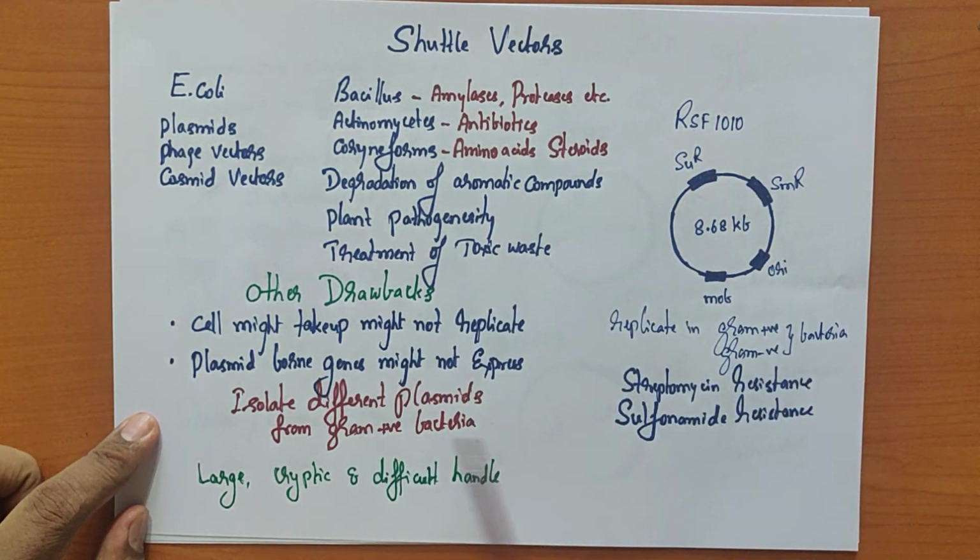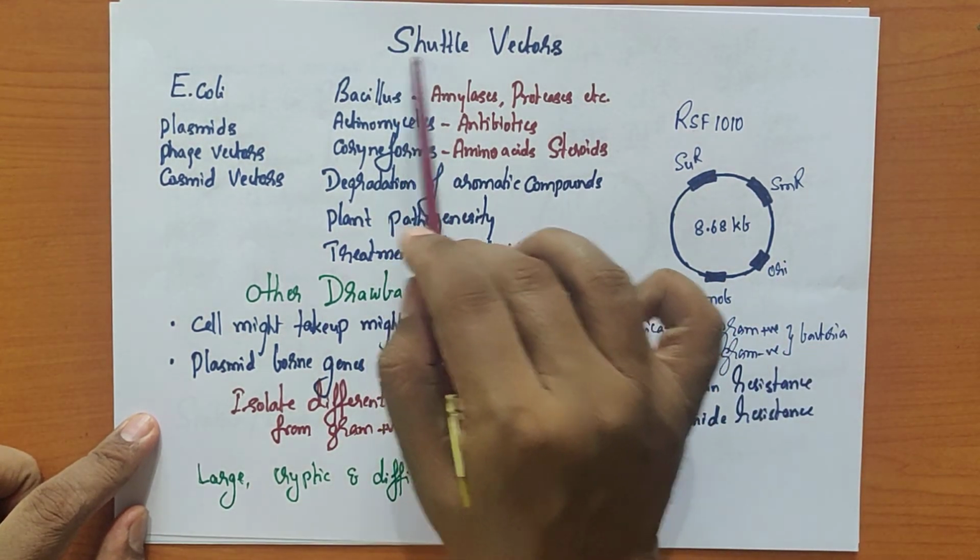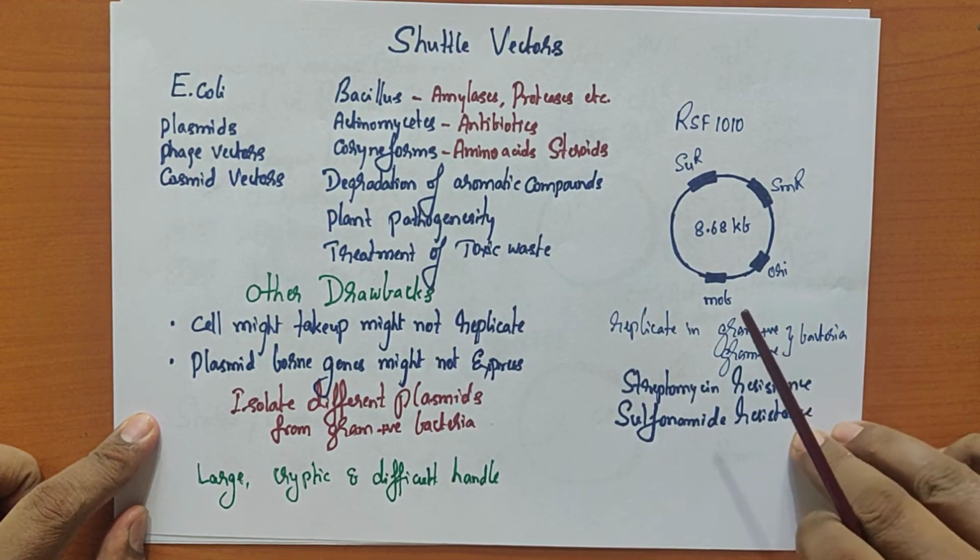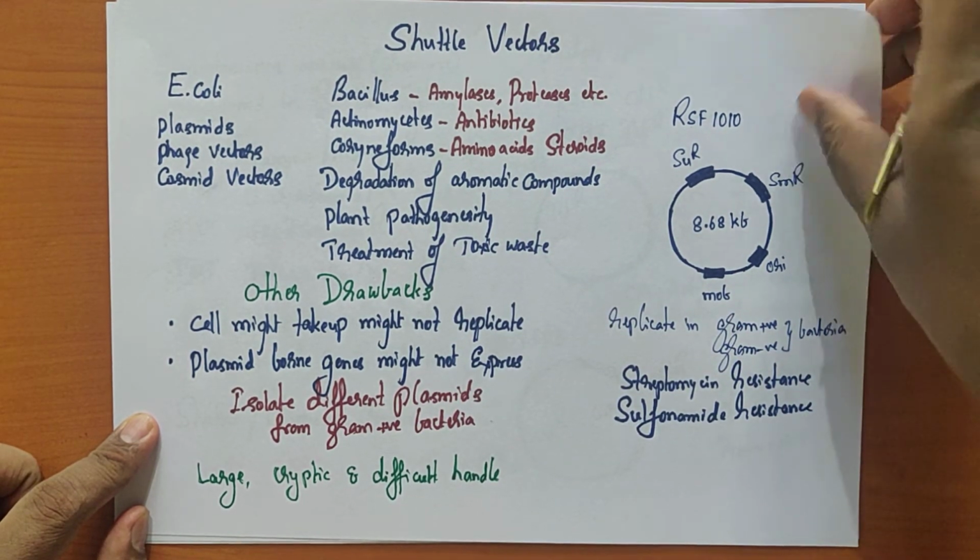But how can we overcome all these drawbacks? We have constructed what is known as shuttle vectors. Now that is the preamble for our shuttle vectors.